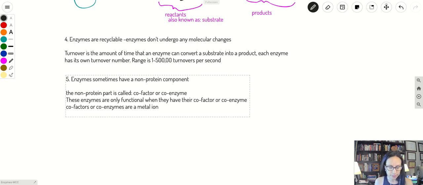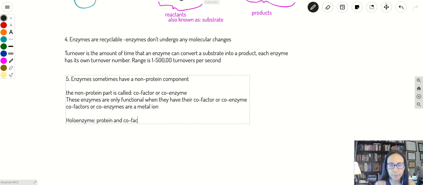And so when you have the protein with the cofactor together, this is called a holoenzyme. And that's spelled like this. Holoenzyme is the protein and cofactor together. I like to think of it as a whole thing, but it's spelled like that. So I'm just going to draw a little picture.